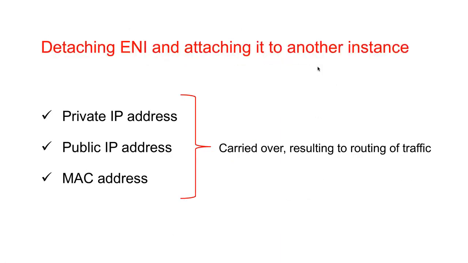Now what happens whenever you detach the ENI and attach it to another instance? All these three attributes or properties get carried over and get attached to the other instance to which this elastic network interface has been attached, which results in rerouting of your traffic.